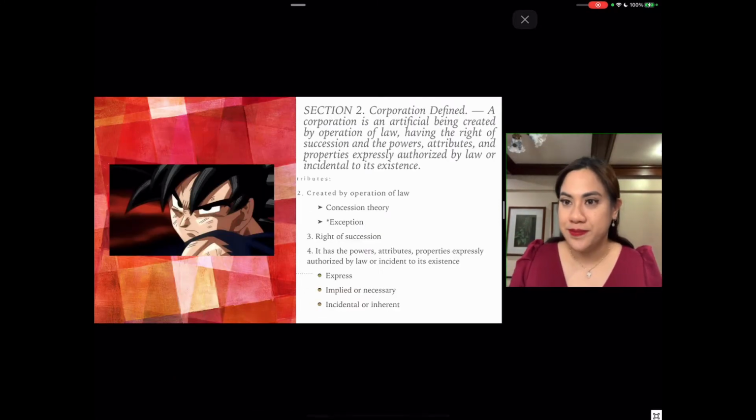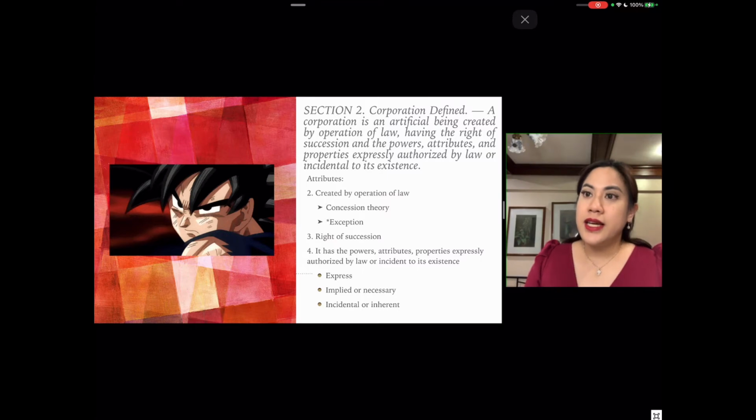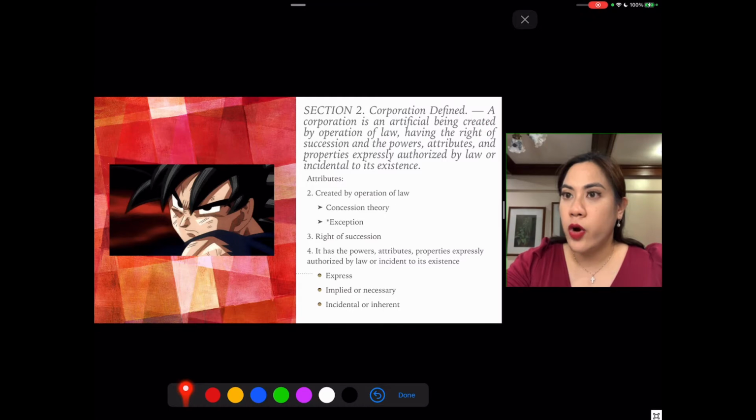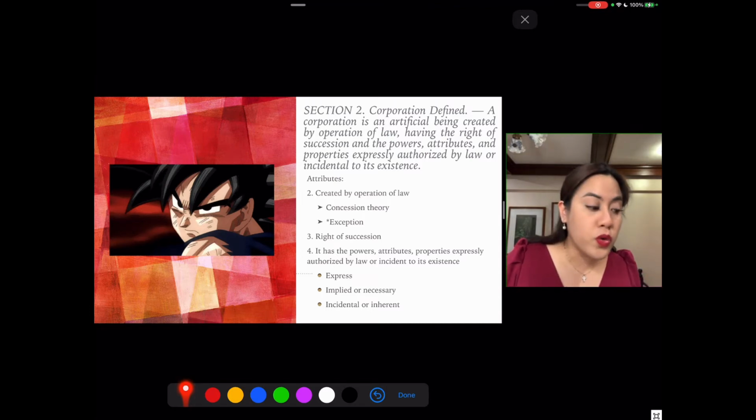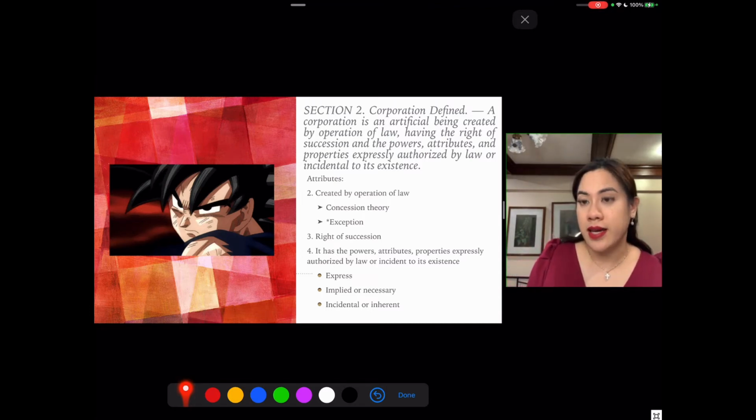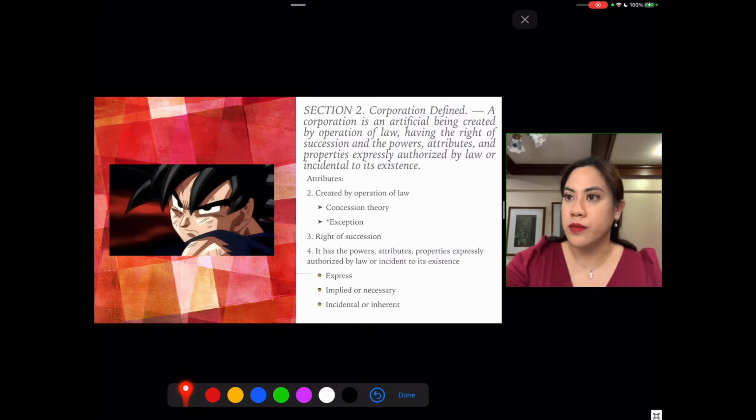So let's continue. What are the other attributes? It is created here, as per the definition in section 2, by operation of law. What does it mean? This actually refers to the concession theory that a corporation owes its existence to the law and the state, and that its powers are fixed by the law. So, its powers, its attributes, and its rights are only those provided by law or incidental to its existence. Yeah, it's right here, the second part.